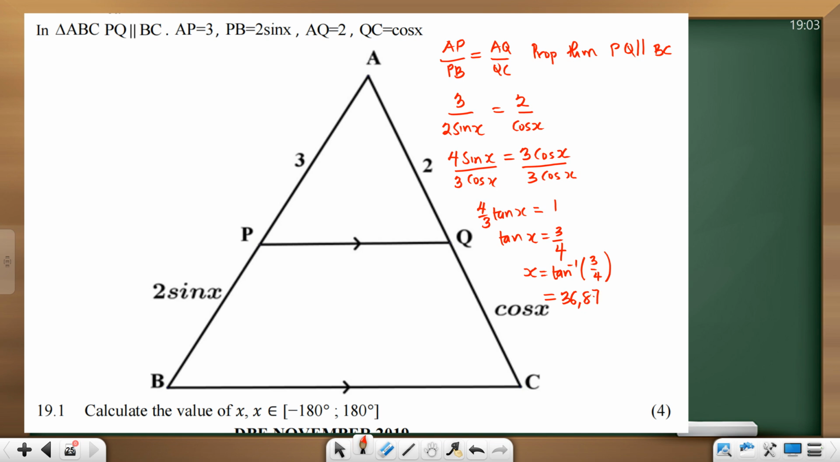36 comma what? 87. They said value, so one value is fine. Degrees. Done. That's the trick there, because if I say plus k times 180, if I add 180 to that, I'm already going beyond my domain. So done. 36.87 is your first one. Then after adding the 180, your 1 is the second one.